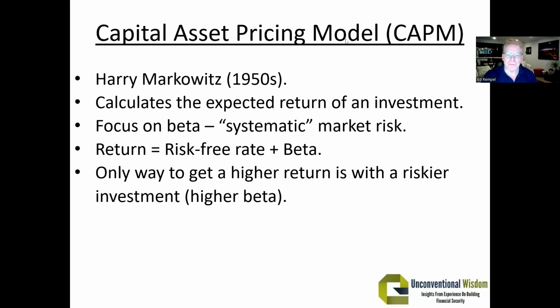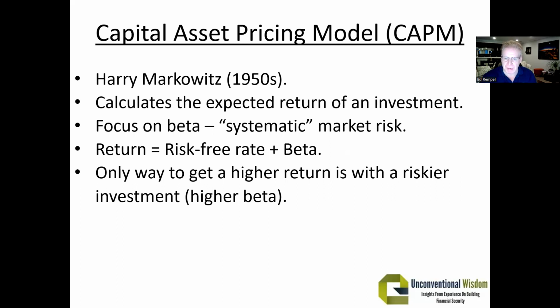So let's go back to the 1950s. There's a thing called the capital asset pricing model, invented by Harry Markowitz. It calculates the expected return of an investment. This is the beginning of the early academic thinking about money. Basically, it focuses on what's called beta, which is the systematic market risk. The formula is a bit more complicated, but basically the rate of return you expect is the risk-free rate plus beta.